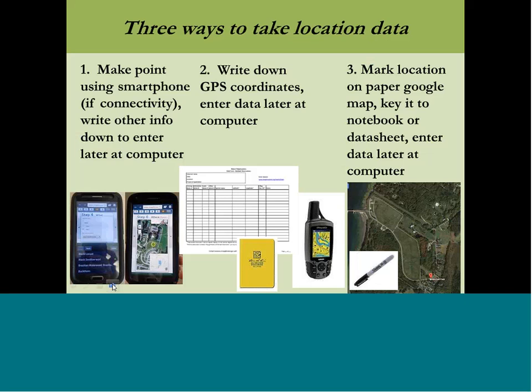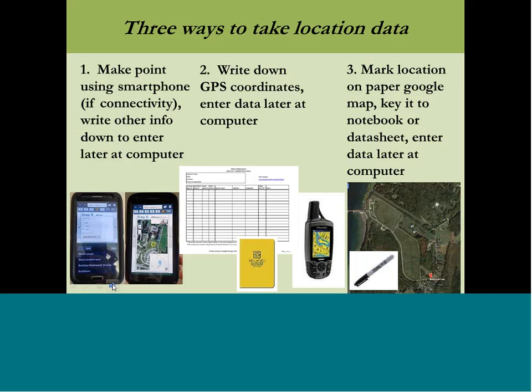So in iMap, there are 3 ways to take location data. The first, as I mentioned, was the smartphone. So you can run iMap through the browser as long as you have connectivity. So you can make a point using your smartphone right through the browser, and then you can write down additional information later to enter at a computer. It's a very simple process to take a point.